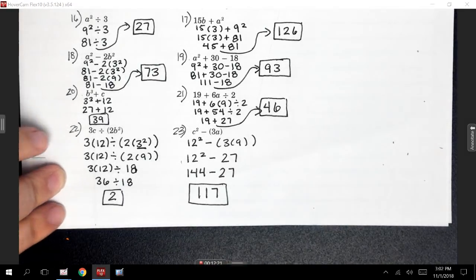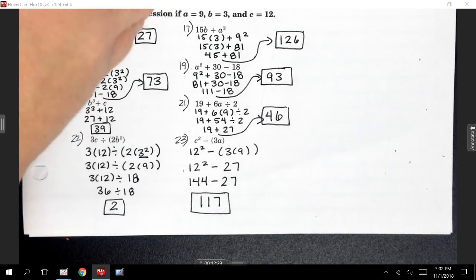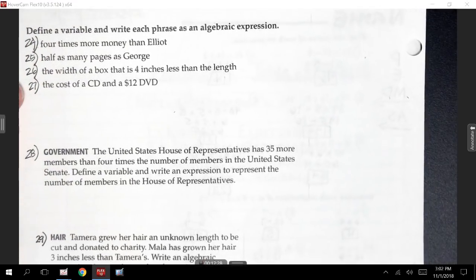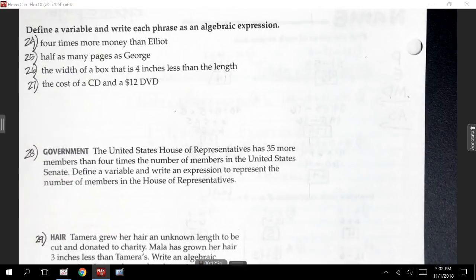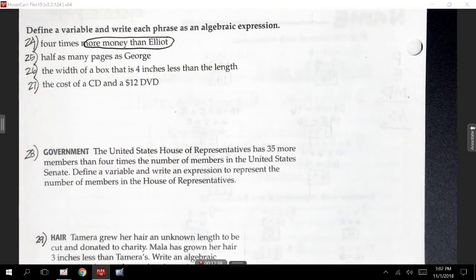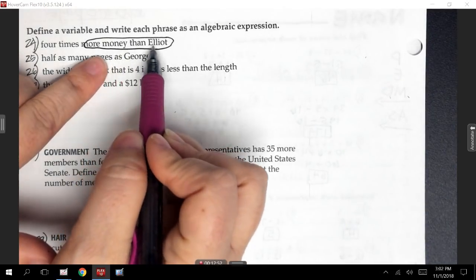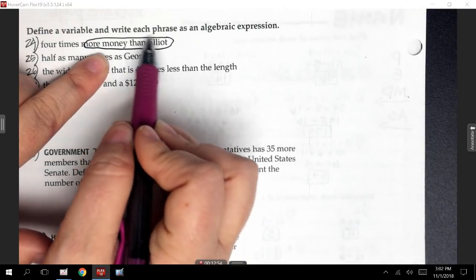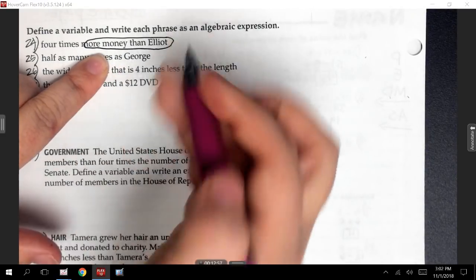All right, so let's flip this over, guys. This is the new stuff. This is what we did yesterday. This is where I've seen some funky stuff happening. Number 24 says 4 times more money than Elliot. A lot of people have circled "more money than Elliot" and said that their variable is more money than Elliot. Guys, what is more money than Elliot? That doesn't make any sense. We need it to be an exact amount. What we're actually talking about here isn't more money than Elliot, but how much money Elliot has. That's what we need to know.